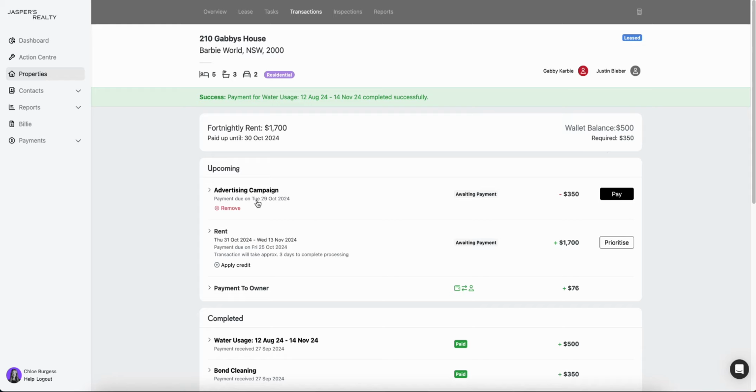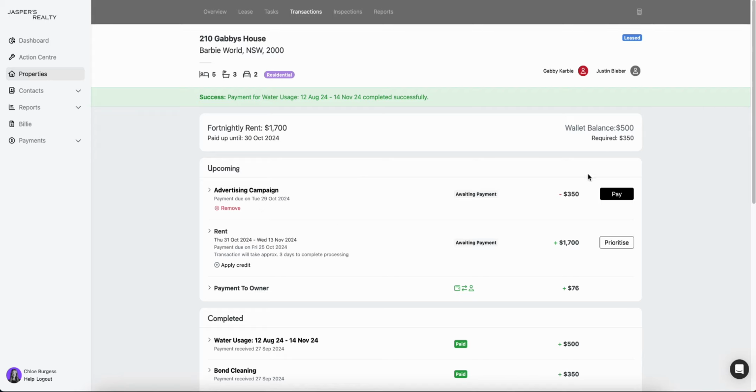Now, because this bill is due on the 29th of October and it's currently the 27th of September today, the system isn't going to make the payment until it's the due date. So it's scheduled for a due date in the system, even though there's enough funds to definitely pay the bill. When you schedule a due date, the system will prioritize the payment from the available funds in the wallet and make the payment.